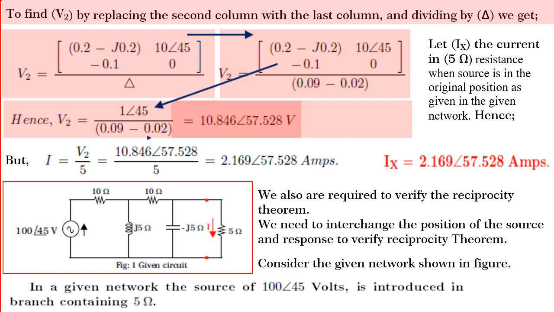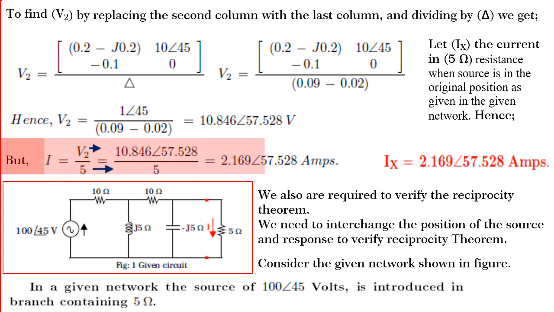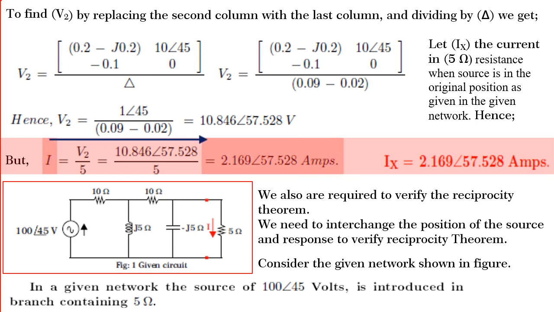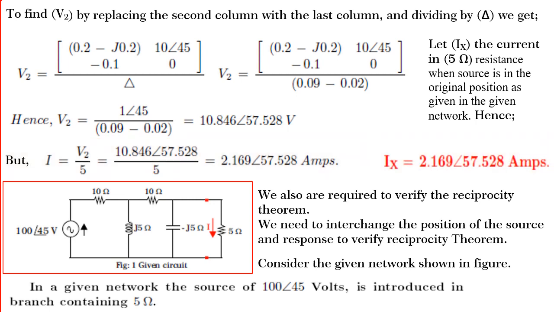10.846 angle 57.528 volts. But I is equal to V2 divided by 5. By substituting and solving, we get I is equal to 2.169 angle 57.528 amperes, or Ix is equal to 2.169 angle 57.528 amperes. Friends, we also are required to verify the reciprocity theorem.